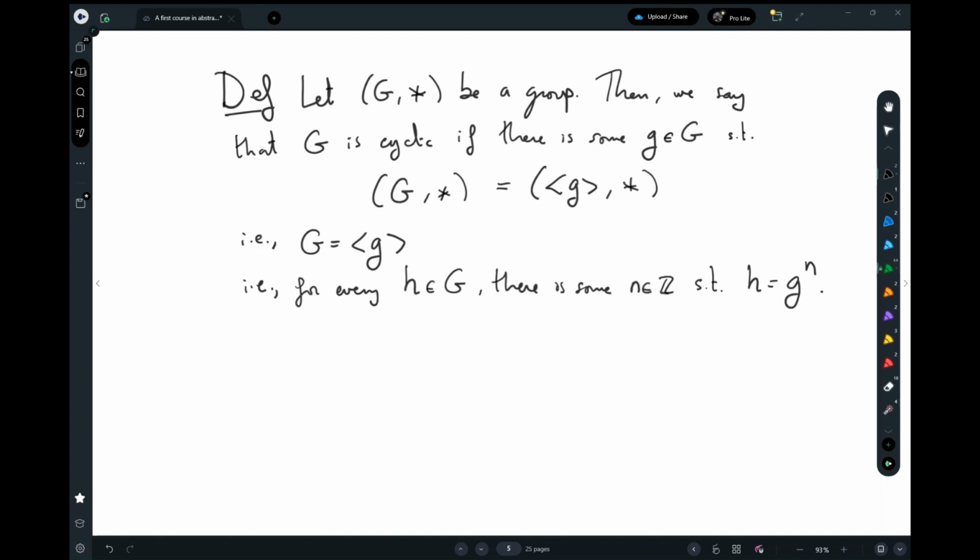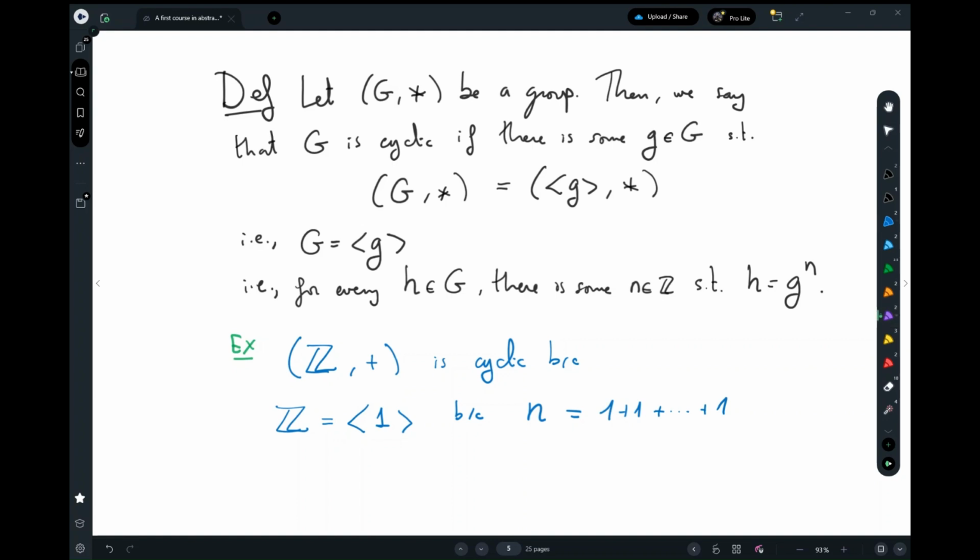Let me show you some examples. So for example, our beloved integers is cyclic because, why? Well, they are generated by 1. And that is easy to see because if I have any integer n, it is 1 plus 1 plus 1, n times, if n is positive.